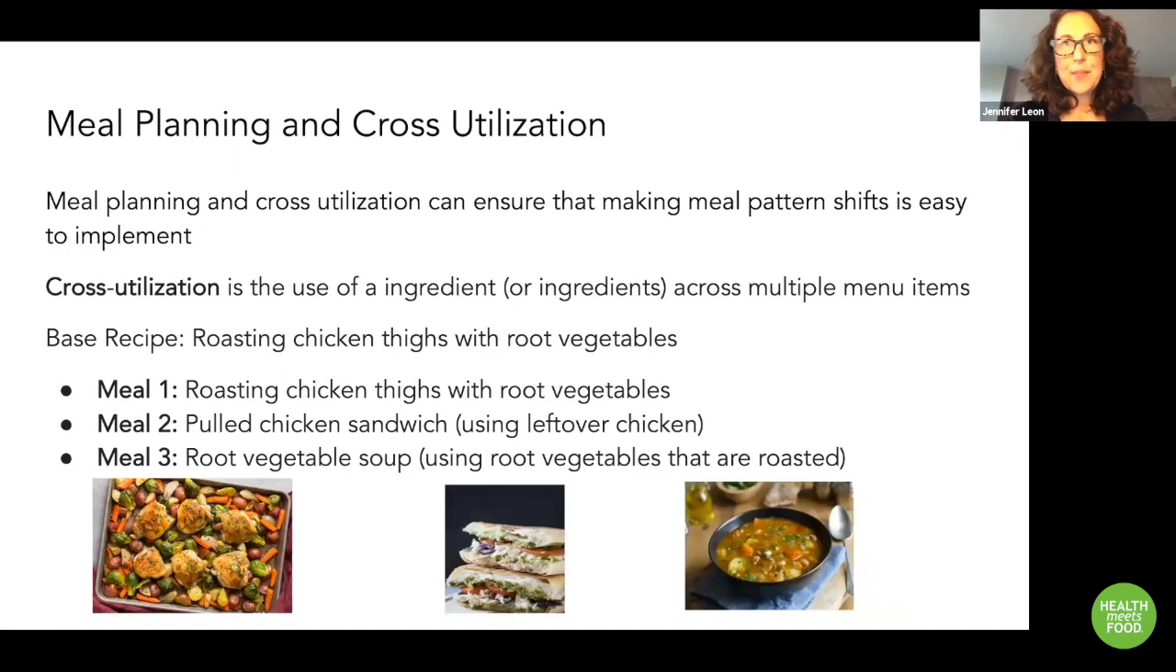Okay, so meal planning and cross-utilization is where the rubber meets the road. It's where we're getting into the weeds here. And you can see I'm getting a little excited because I get to talk about how to actually implement all of these things that we're talking about. So these are the practical tips for helping you and your patients achieve your goals.